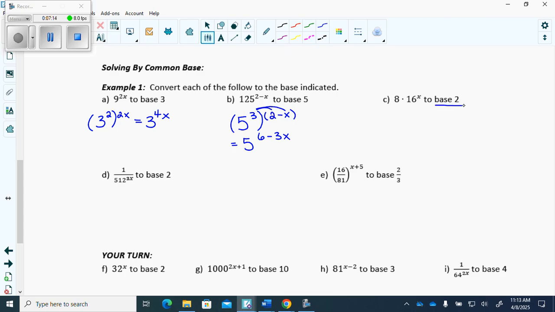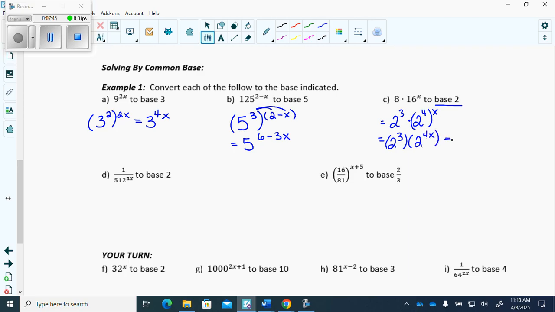So 8 is 2 to the what? 2 to the 3. And 16 is 2 to the what? 2 to the 4 times x. So do you see how, since that 16 has a variable exponent on it, you cannot put the 8 and the 16 together. We can put them together if we make them the same base. So we get 2 to the 3 times 2 to the 4x.